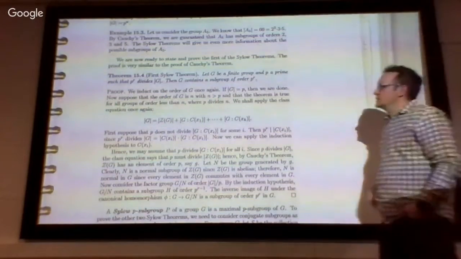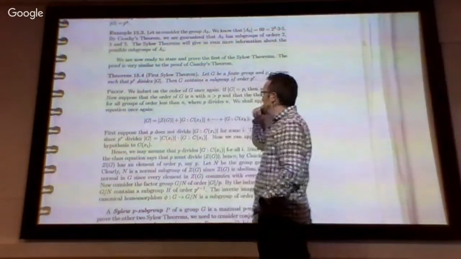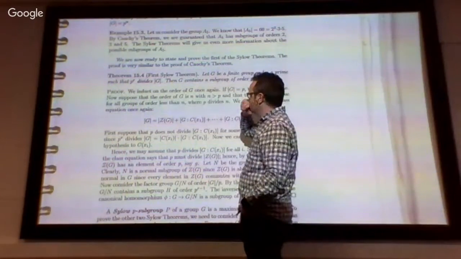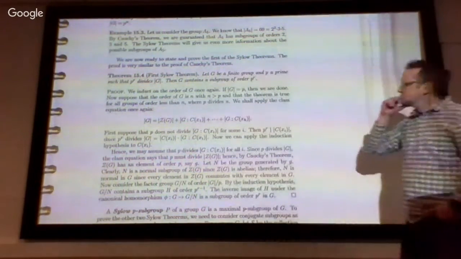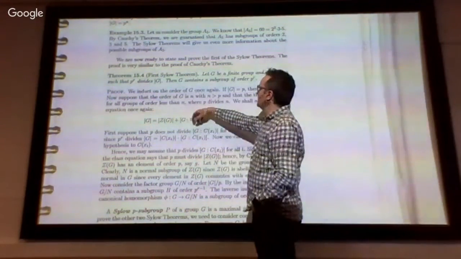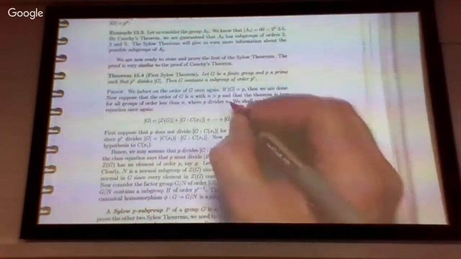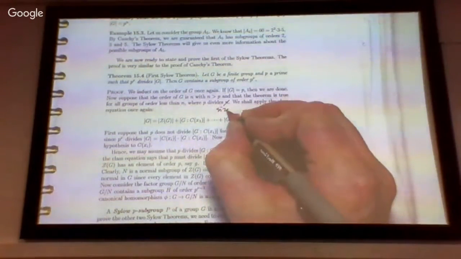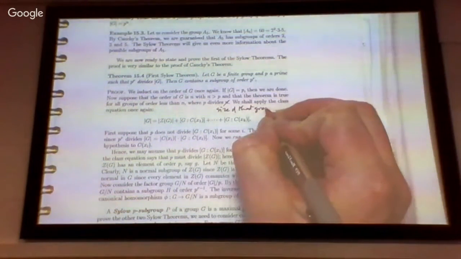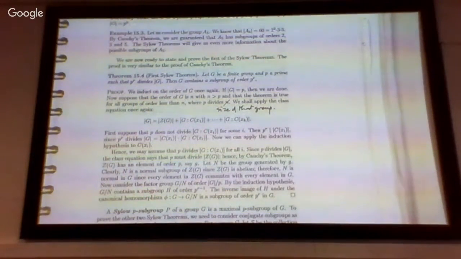So now, we call N the size of G. So we assume it's true for all groups of size less than N, where P divides, I think that sentence is wrongly phrased. Suppose that the order of G is n, and that the theorem is true for all groups of order less than n, where P divides, I think what he means to say there is P divides the size of that group. Yeah.